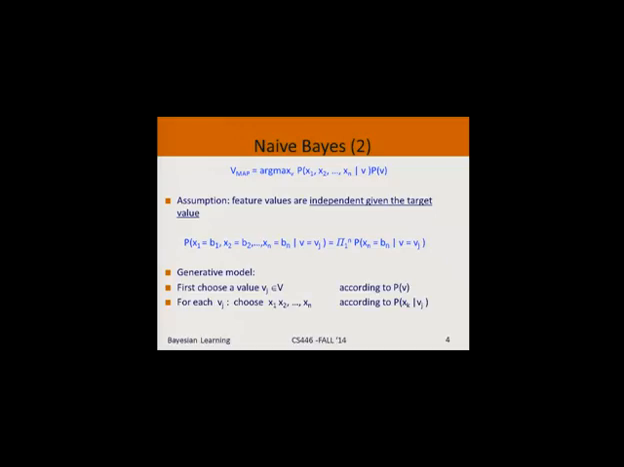xi, the ith feature or the nth feature is Vn, given this. That means that now the parameters that I need to estimate are these things. And I omitted in this case this one.